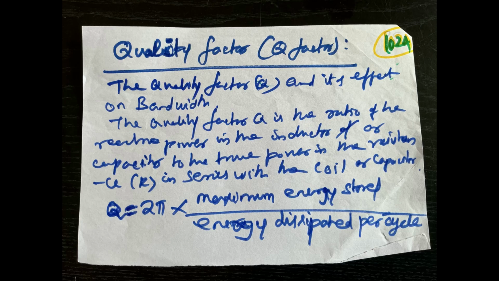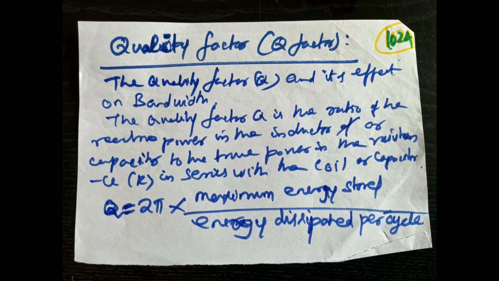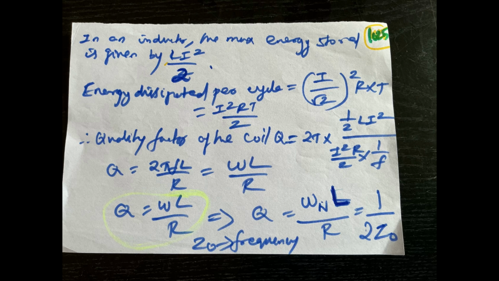Quality factor, Q factor. The quality factor Q and its effect on bandwidth. The quality factor Q is the ratio of the reactive power in the inductor or capacitor to the true power in the resistance in series with the coil or capacitor. Quality factor Q is 2 pi into maximum energy stored divided by energy dissipated per cycle.